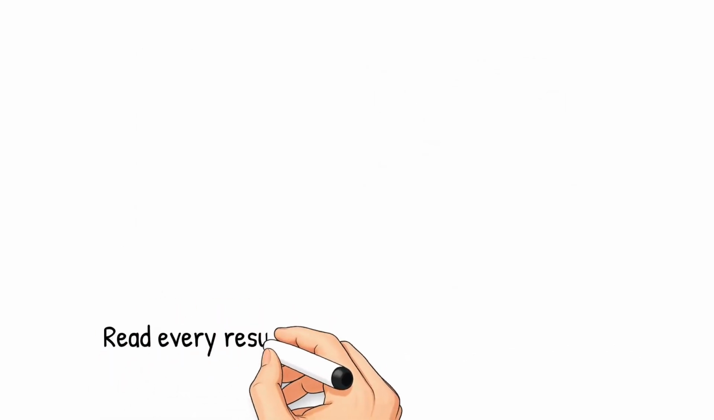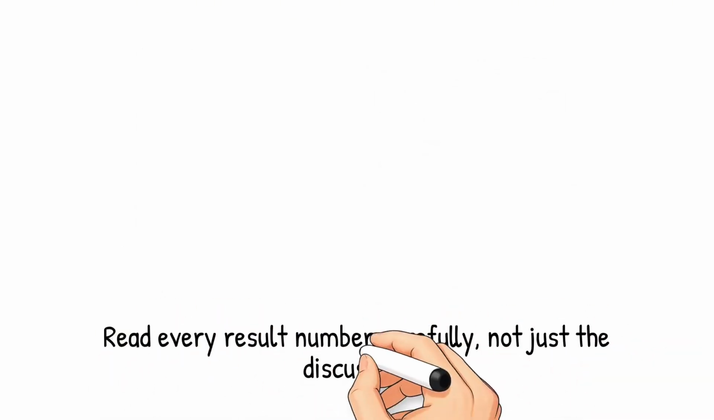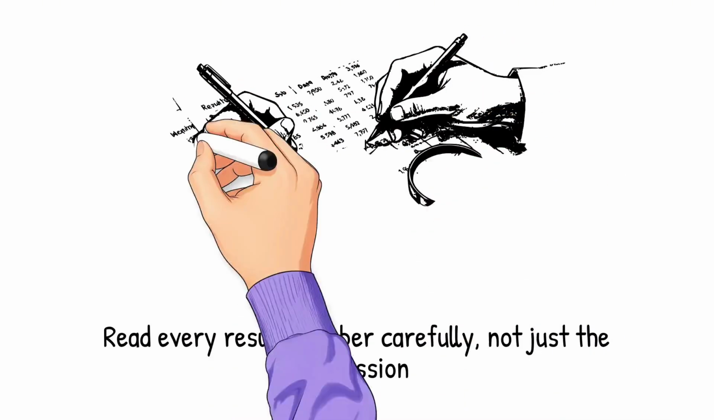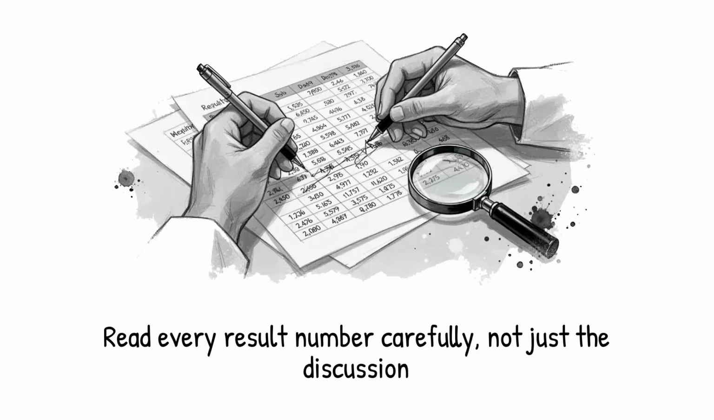The results section doesn't argue. It shows you the evidence, number by number. Your job is to read every number carefully enough to know what you're actually being shown before the discussion tells you what to think about it.